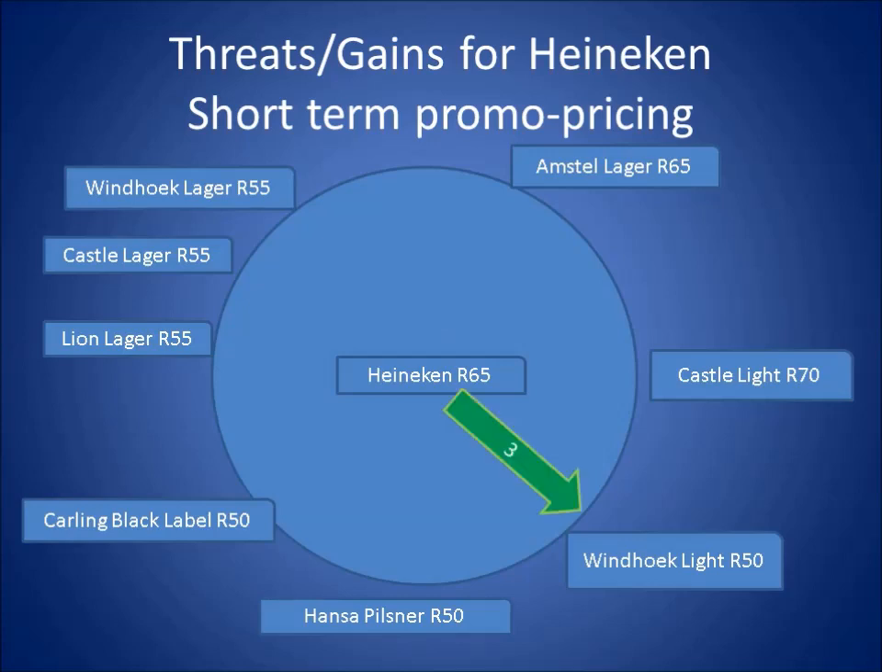If Heineken decreases its price, it will get 3 of the Windhoek Light users. If Windhoek Light decreases its price, it will get 2 of the Heineken users. So you can see how those two interact. On the other hand, when Heineken decreases its price, it will get 2 from Windhoek Lager, 2 from Castle Lager, 2 from Lion Lager.